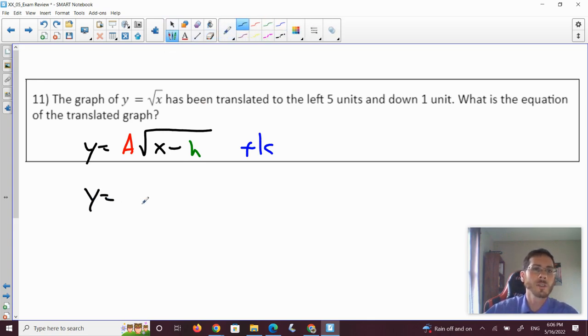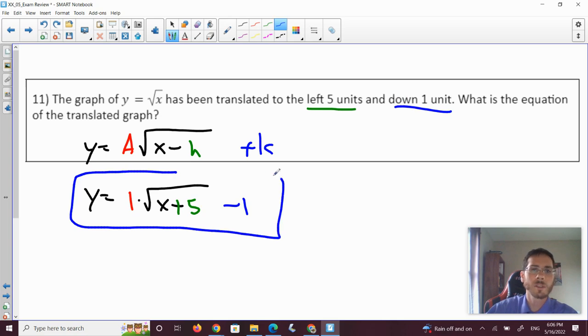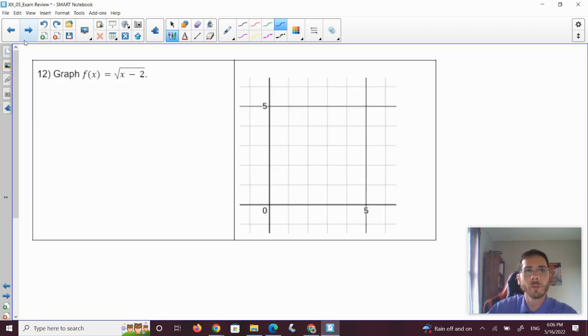So in this case, there is no a. We're not doing any vertical stretches. We're not really doing any reflections. So a is actually just 1 in this case. There's nothing up here to give us anything about a. For h, we have to go to the left 5 units. So that means we want plus 5 in there. And then k, down 1 unit, means we have to do minus 1. I can just answer that way. And that's it. So another a, h, and k one. Again, if I want to double check it, I can. I could put it in the graph, but I'm good.